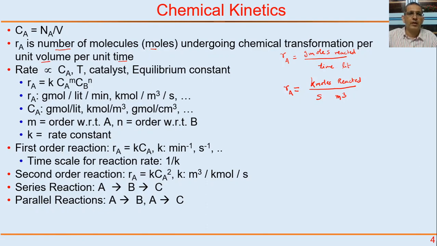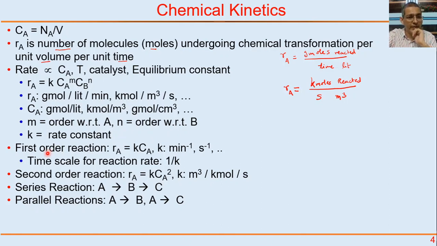Now this rate is dependent on concentration. It is going to be dependent on temperature, whatever catalyst you are using, maybe equilibrium. If the reaction is at equilibrium, it is decided by equilibrium constant. In general, we are going to say rate is K, concentration of A raised to M, concentration of B raised to N. So these M and N are called the orders of the reaction, and K is our rate constant. M is order with respect to A, N is order with respect to B, and K is our rate constant.